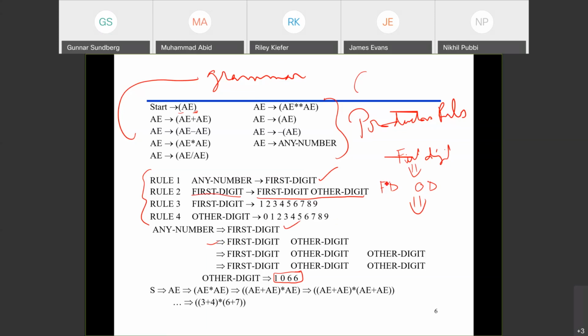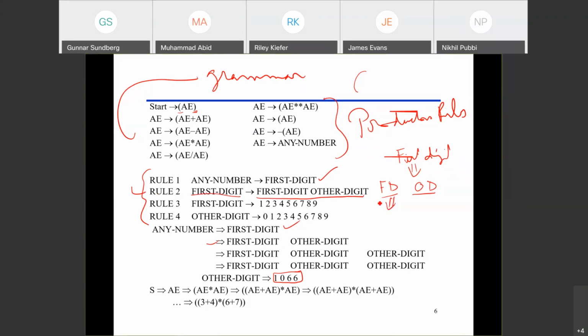And we need first digit at the first place because our letter is 1, it is not 0, and 1 can come from the first digit. So that's why we use first digit here. But how many symbols do we need? We need four symbols. So we repeatedly use this first digit rule two more times to get four digits. Let's again replace first digit by using this production rule, first digit and other digit, and we take this other digit down here.